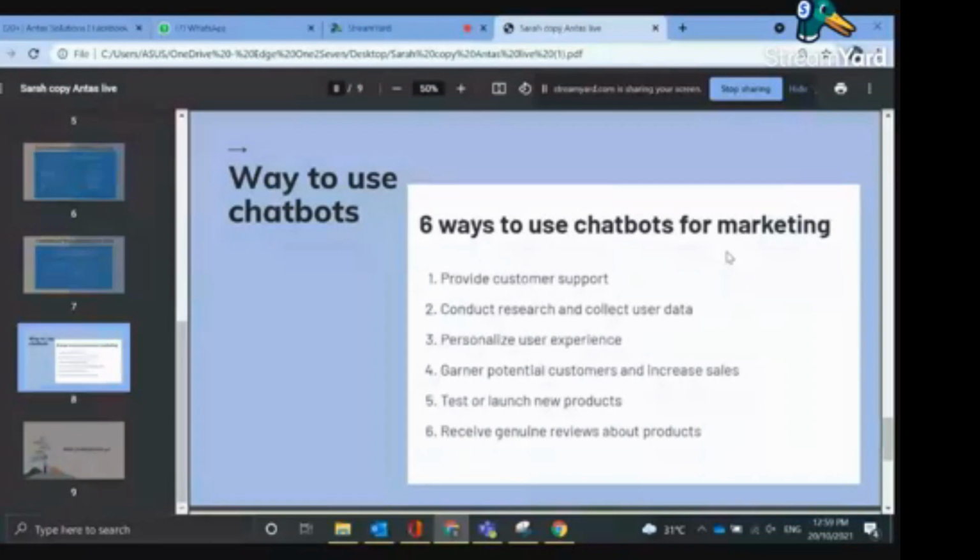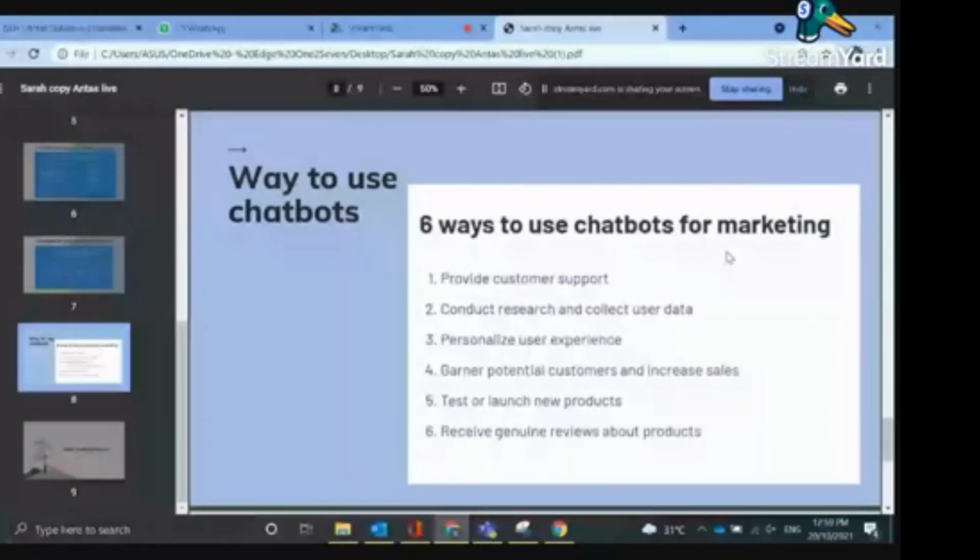Next is garner potential customers and increase sales. Yes, because you could also do a call to action on your chatbot. You could lead them into buying by asking the right questions and guiding them. Test or launch new products.